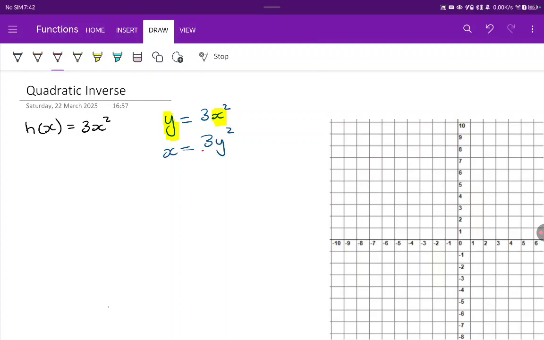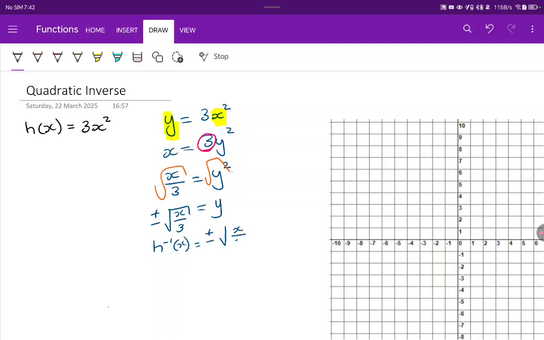And we're going to get rid of this 3. So we're going to say x divided by 3 is equal to y squared. And then we want to get rid of this square, so we square root both sides. y is equal to plus minus the square root of x over 3. So h minus 1 of x is equal to plus minus square root of x over 3, or you can write it as 1 over 3x.